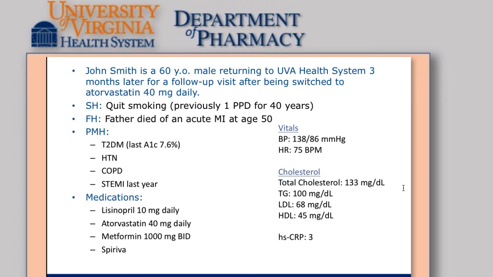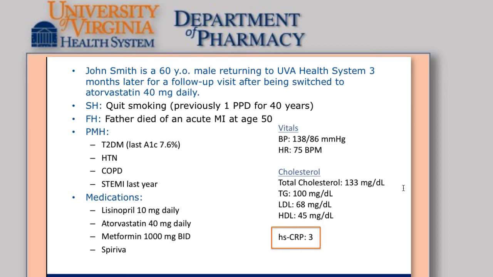So going back to our friend John, he is returning 6 months after that initial appointment. He's been switched to his atorvastatin 40 milligrams daily. He's managed to quit smoking, really a model patient here. His A1C is now controlled, nearing that 7% mark. And he's been consistently taking his medications. When we look at his cholesterol panel, he's done it. His LDL is less than 70.